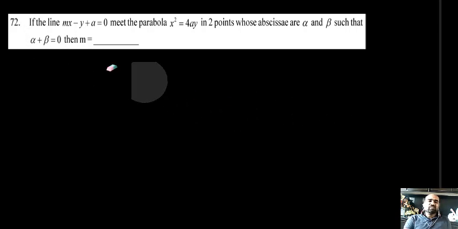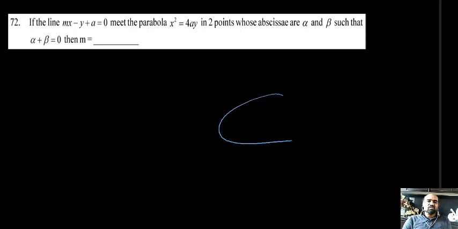What is the meaning of the problem? I will explain. This is a parabola. This is a line. The line intersects the parabola at 2 different points, so that their abscissas are alpha and beta, meaning alpha comma something and beta comma something. Then, such that alpha plus beta equals 0, we want to find the value of m. This is the meaning.